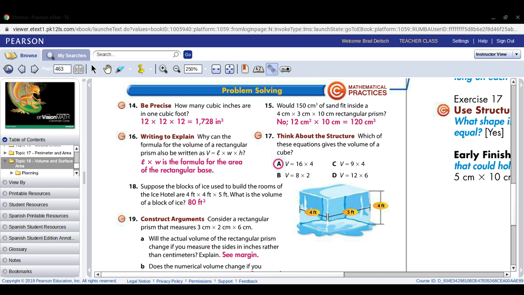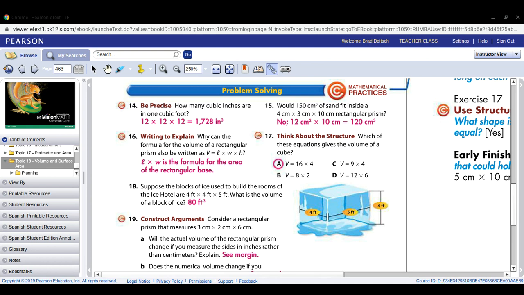Number 17, which of these equations gives you the volume of the cube? The reason why 16 times 4 is how you can find the volume of a cube is that they get 16 because the length times the width is 4. So if the length and the width are 4 and the height is 4, that means all the dimensions are the same. C doesn't work because it would be 3 times 4, length times height.